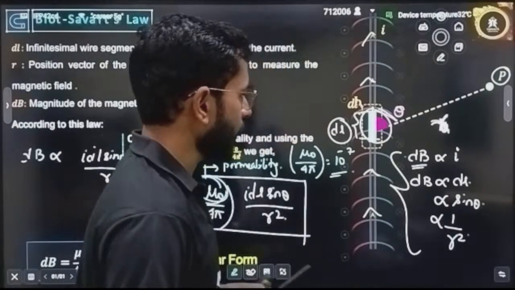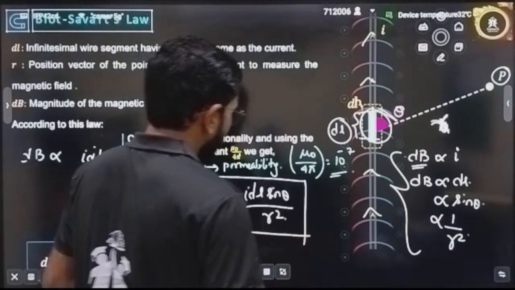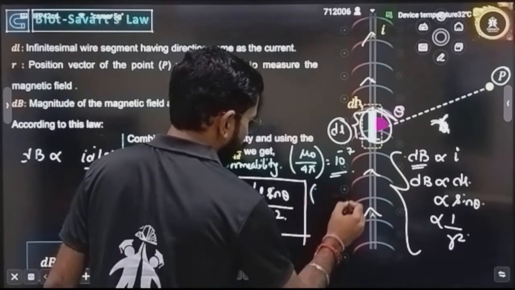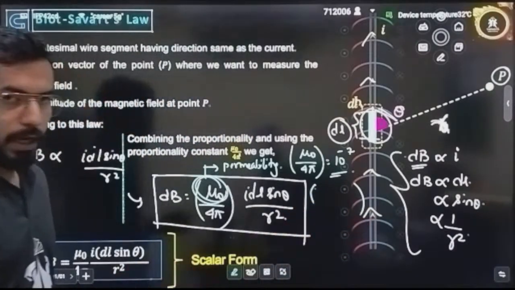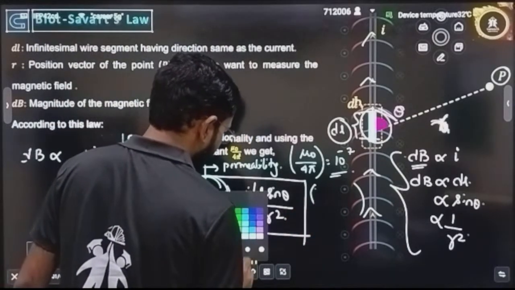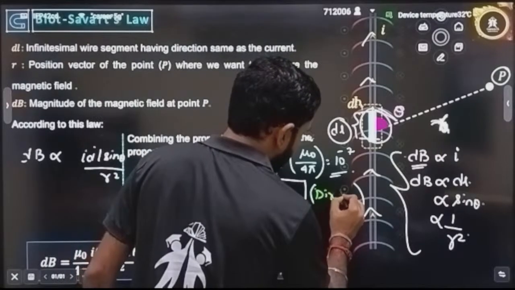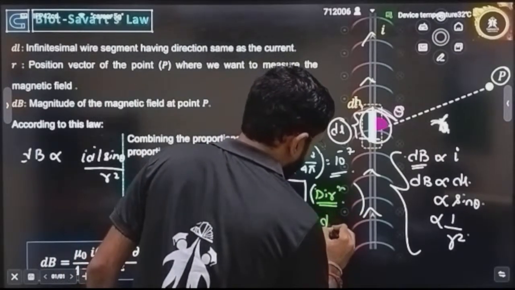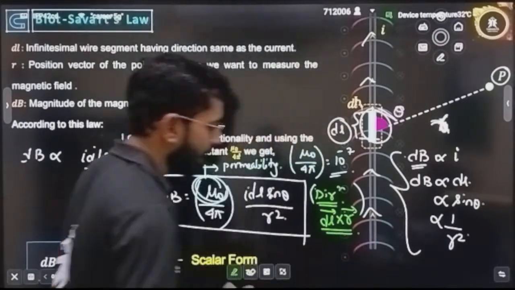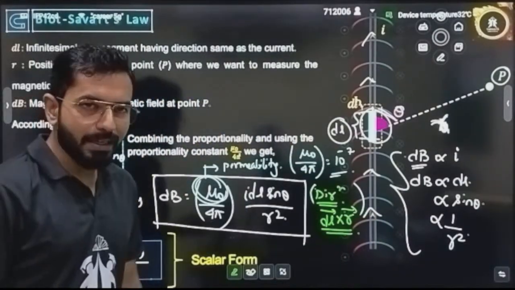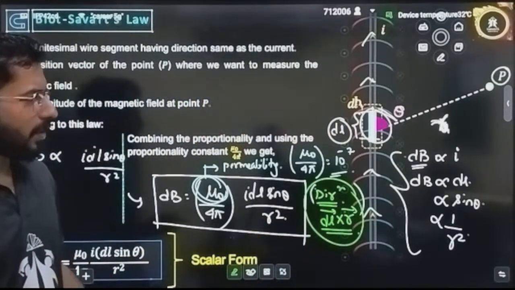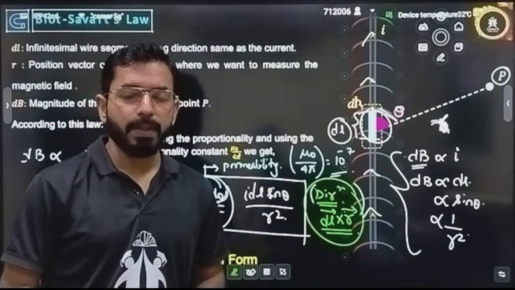Now see how you will be writing the direction part. Books have mentioned you will be doing dl vector cross r vector. But this is the bookish language, and I will not suggest you to understand it like this, because finding the direction of the dl vector is sometimes complicated.